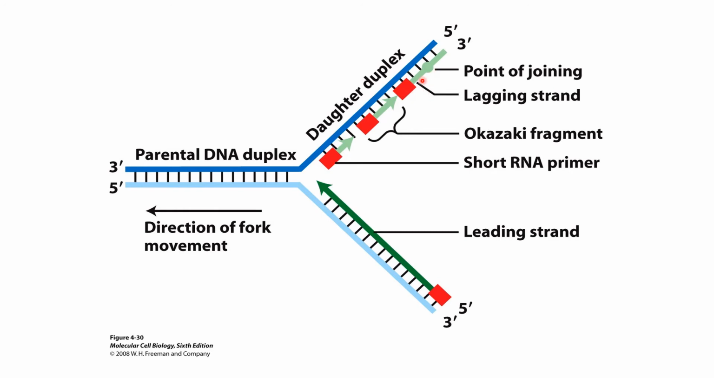Small Okazaki fragments, when they are joined together, form the lagging strand. And this red colored box shows the short RNA primer, while the leading strand is continuous and its direction is towards the replication fork.